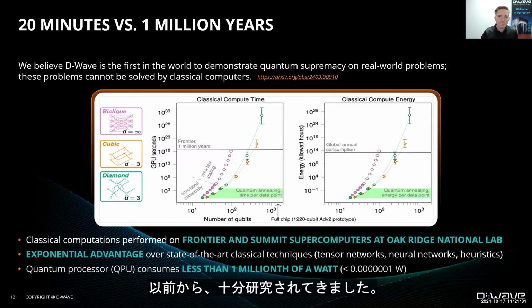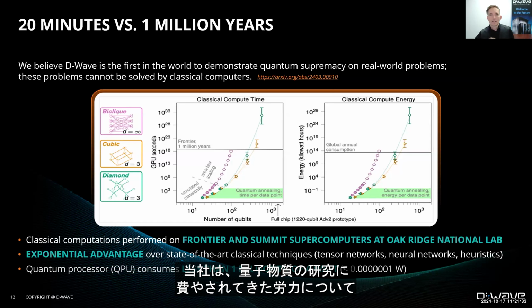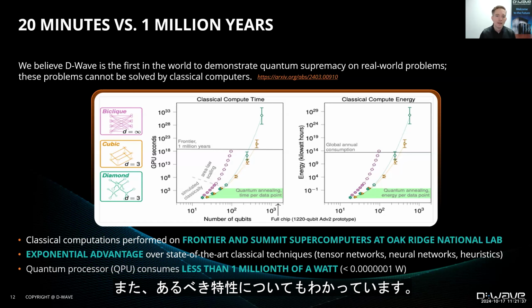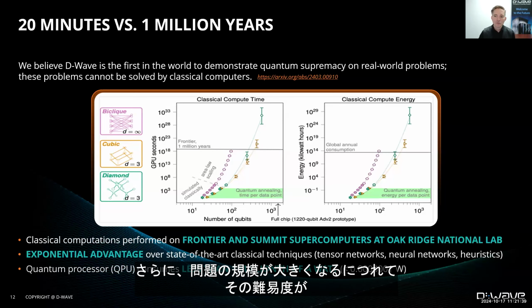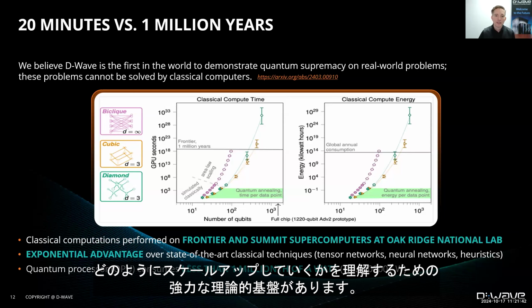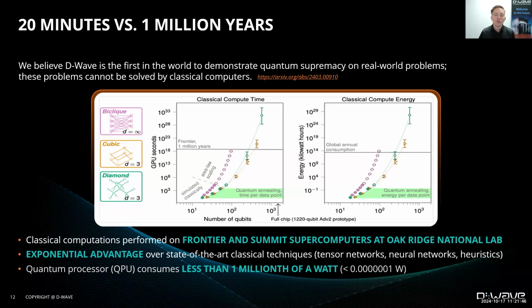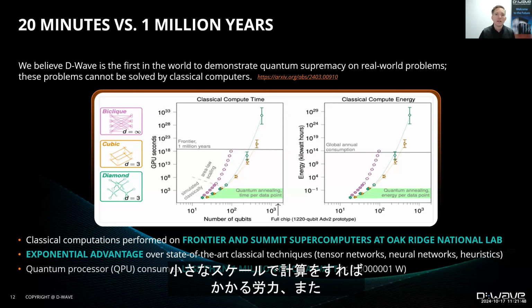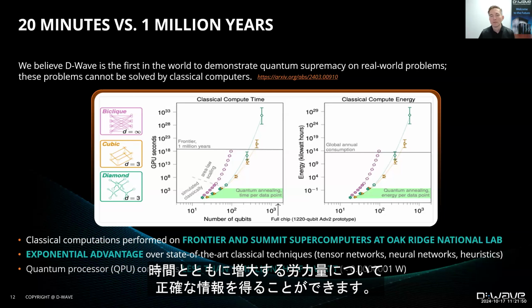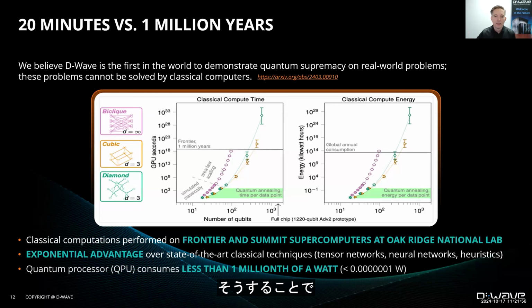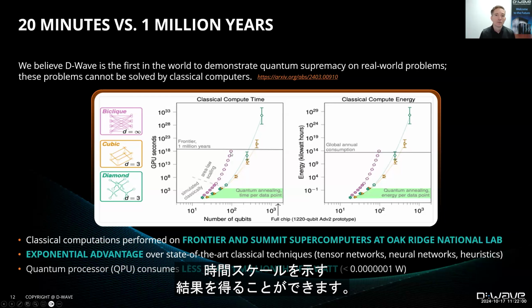They've been well studied before. So we actually know how much work has gone into studying them. We know what their properties need to be. And in addition to that, we have strong theoretical foundations to understand how that difficulty scales as the problem sizes get larger. So when we do calculations at small scale, we can get accurate information about how much work that is going to be, how much that effort grows with time.